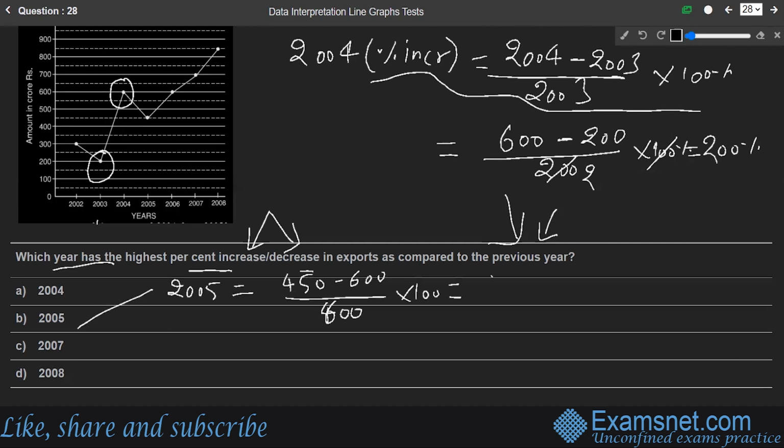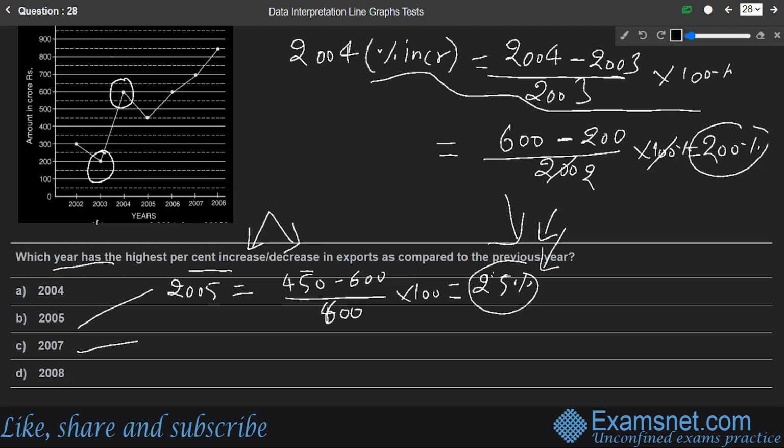So what is this value? This value is 150 by 600 into 100, that is nothing but 25%. This time around it is a decrease, but he has said increase or decrease both can be considered as the same, just the numbers to be compared. So first the increase was 200%, then the increase or decrease was 25%. So clearly 200% is going high.